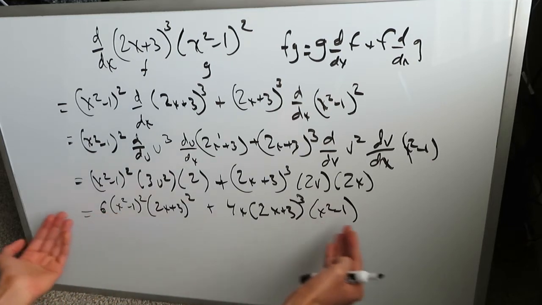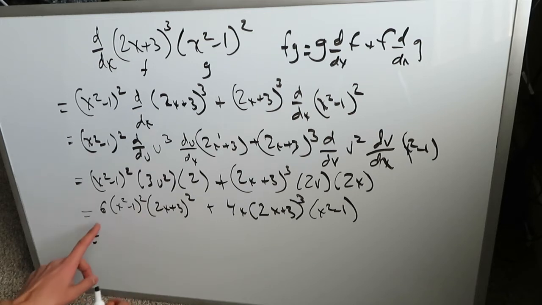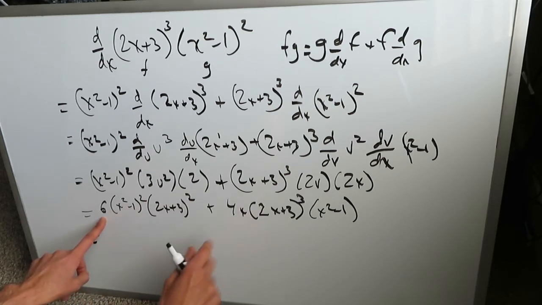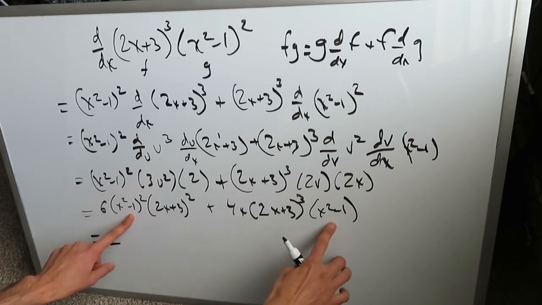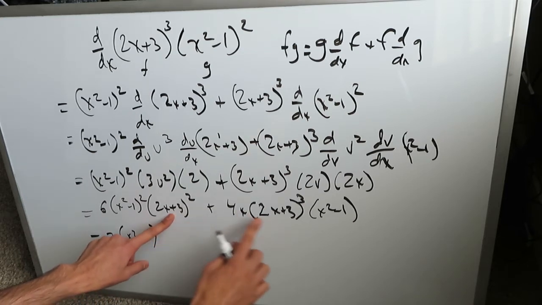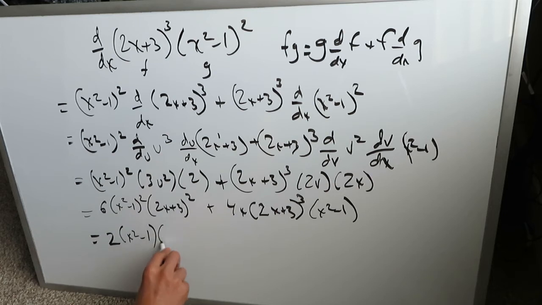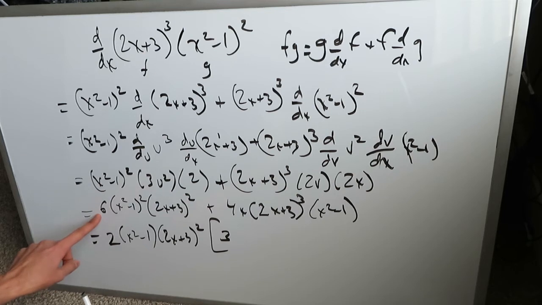Now look over here. We can look for common terms over here and then isolate. If you're looking at 6 and a 4x, you can isolate a 2. Now let's look at x squared minus 1 whole square and x squared minus 1 to the power of 1. We can isolate x squared minus 1 to that power of 1. Let's look at 2x plus 3 whole square and 2x plus 3 whole cube. We can isolate the 2x plus 3 whole square. Now, this entire item goes in all of this. How many times? Well, it certainly goes into the 6 3 times.